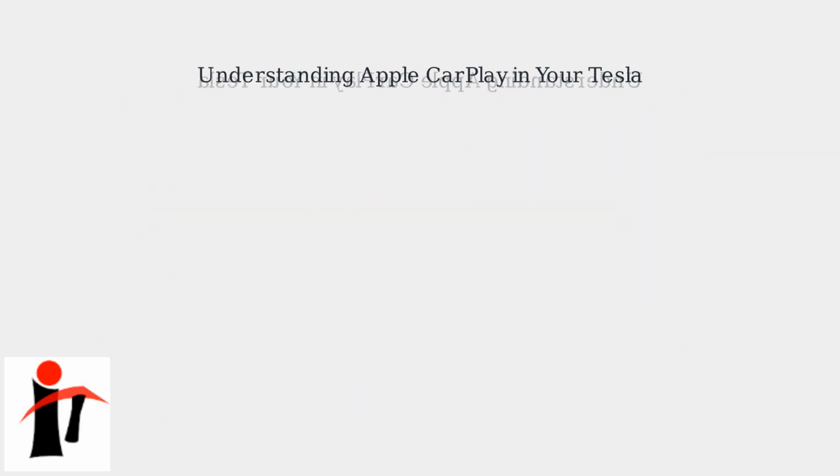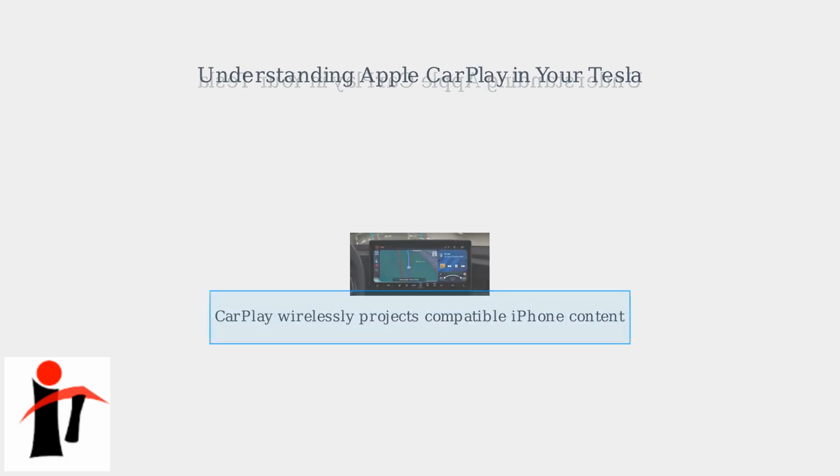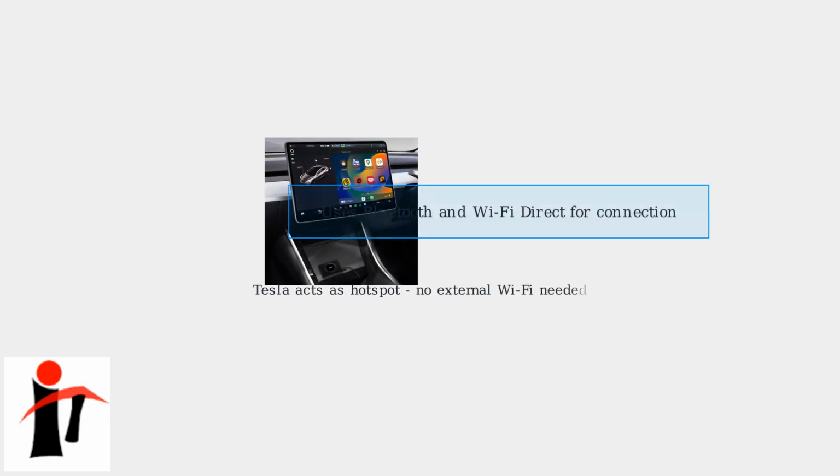Apple CarPlay is the technology that enables wireless screen mirroring from your iPhone to your Tesla Model Y's infotainment system. CarPlay uses Bluetooth and Wi-Fi Direct to establish the connection. Your Tesla acts as a hotspot, so it doesn't require an external Wi-Fi network to project the content.